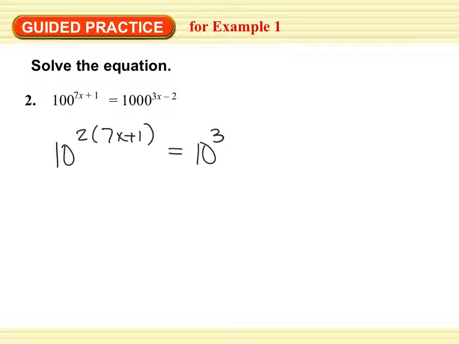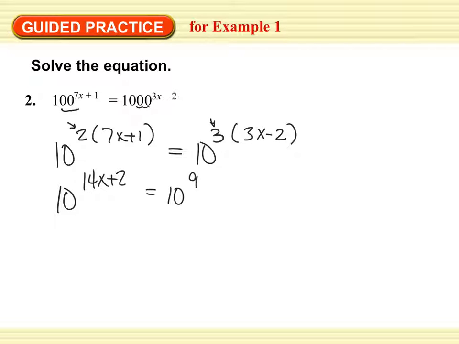Okay, this would be 10 to the third power. When there's 3 zeros, it's a third power. 2 zeros, second power. 3x minus 2. If I distribute those, I have 10 to the 14x plus 7. 10 to the 3 times 3 is 9x minus 6.